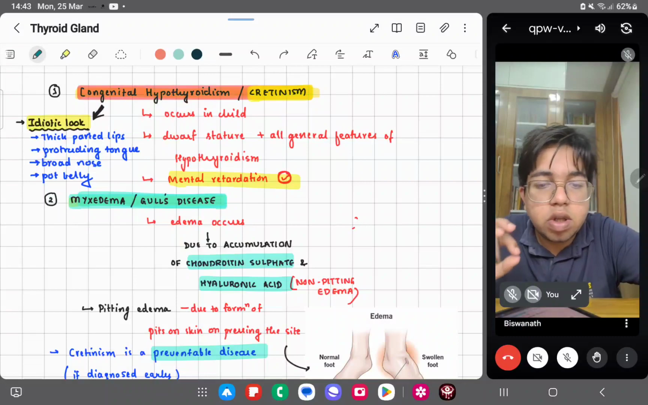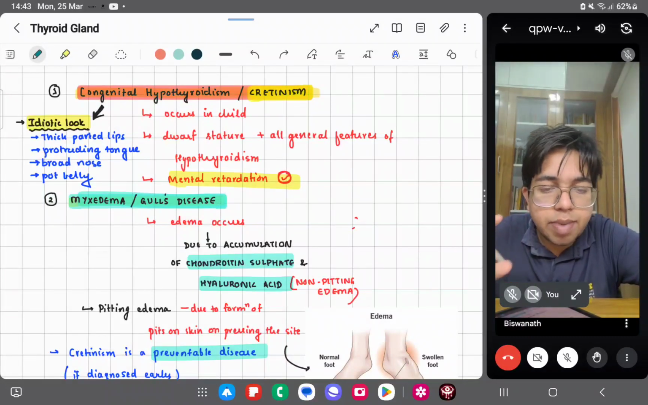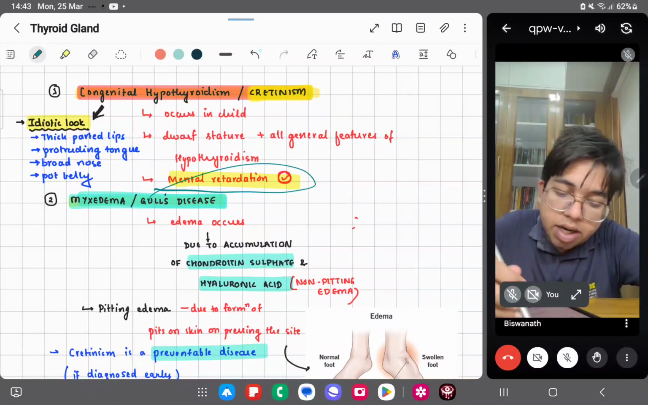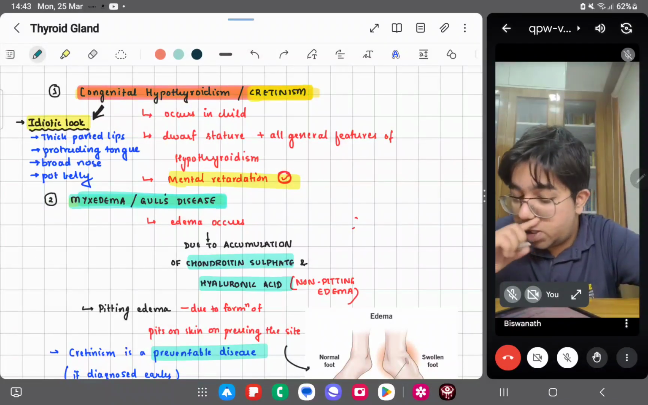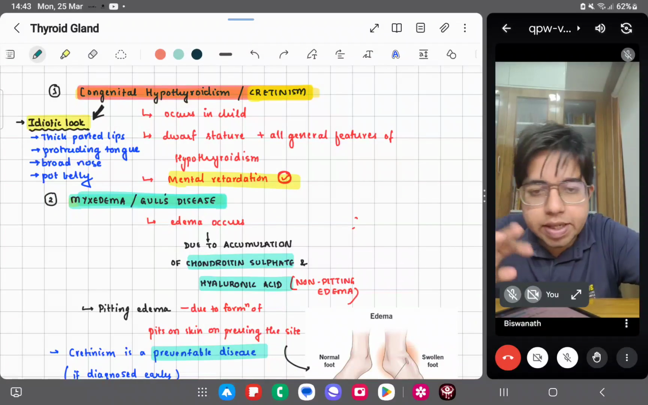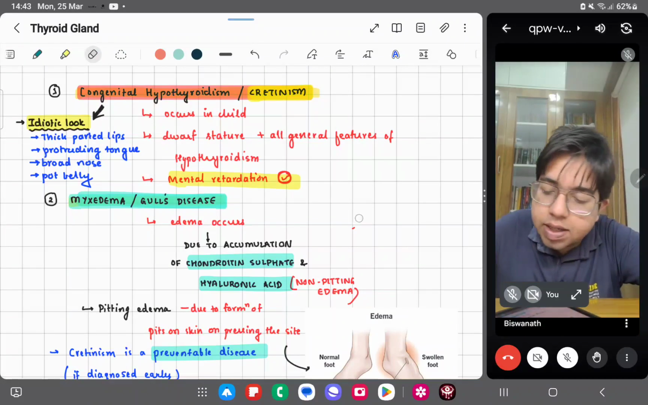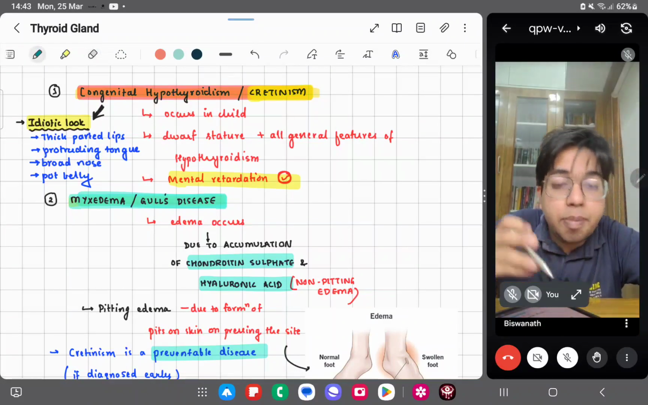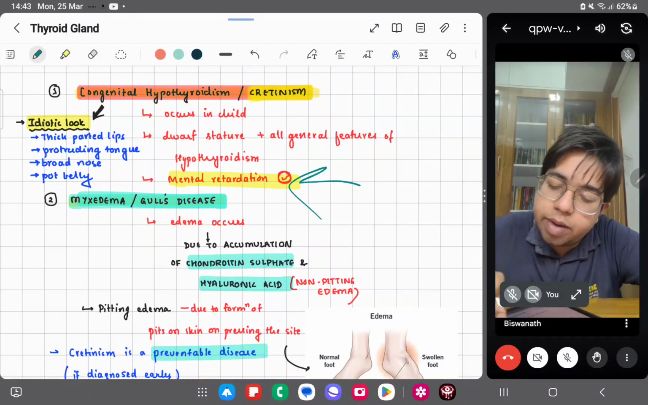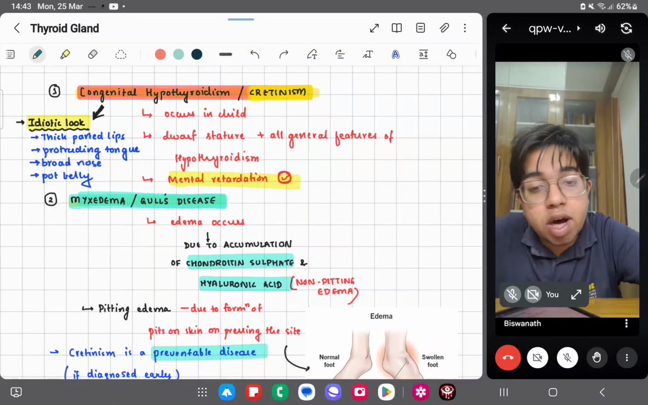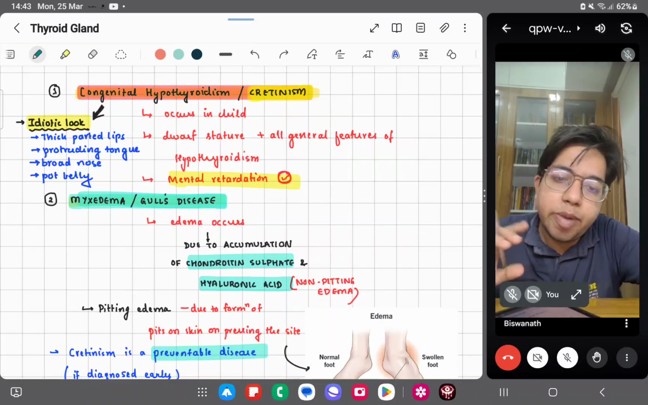Now you understood the functions, you can very well establish the general features of hypothyroidism, and mental retardation will be present in this. This is important. Mental retardation itself is a very important indicator, because you can differentiate between a pituitary dwarf and a cretin dwarf. In cretin dwarf there will be mental retardation. In pituitary dwarf, due to less secretion of growth hormone, there will be no mental retardation.